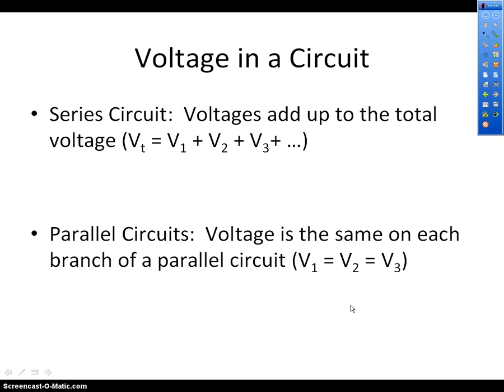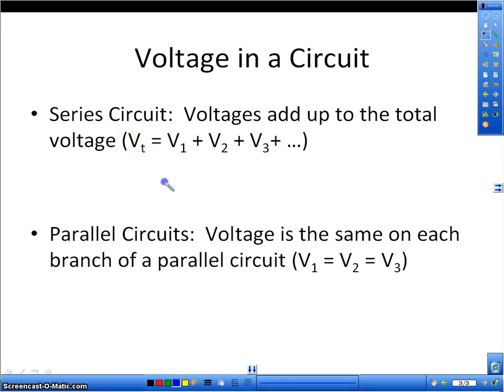If you remember, voltages in the circuit kind of were the opposite of current. In a series circuit, where everything is connected one right after the other, each of these voltages add together to give you the total voltage of the battery. So if this is my battery's voltage, VT, then each of these individual V's are going to add together to sum up to my total voltage.